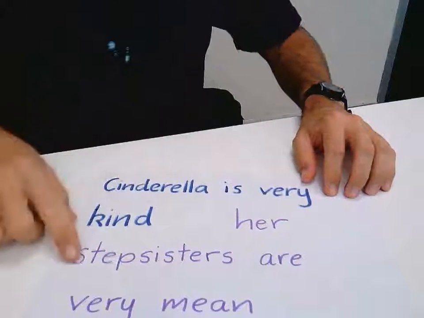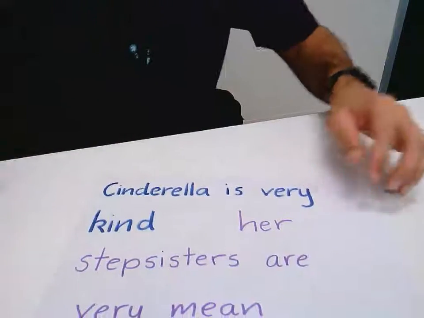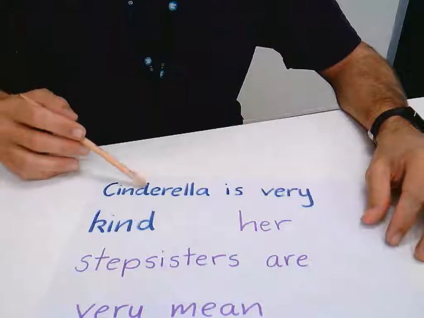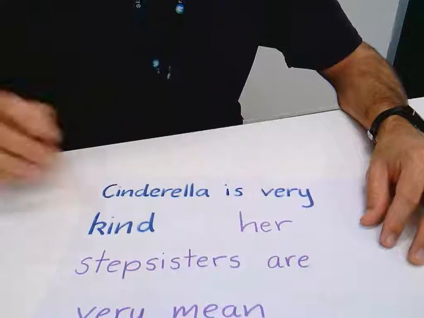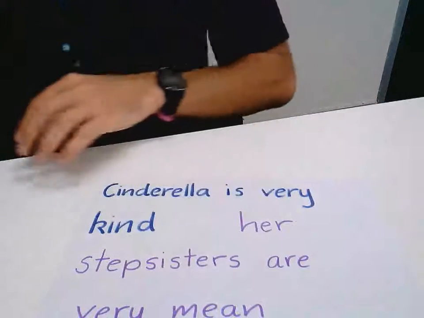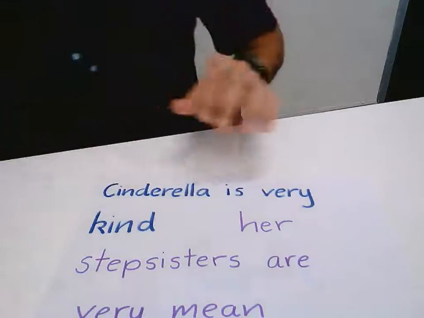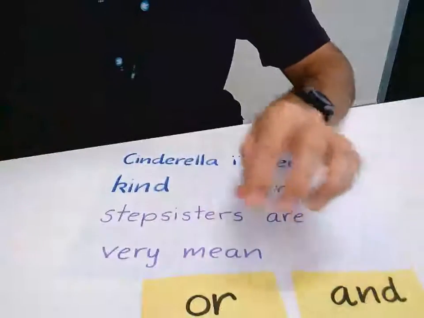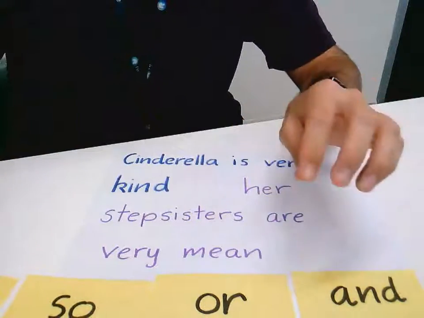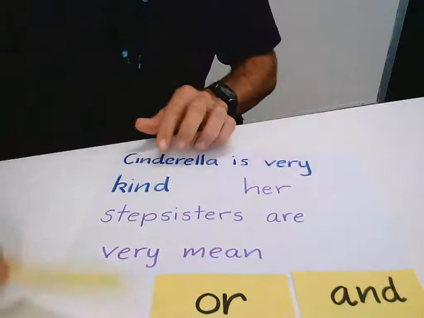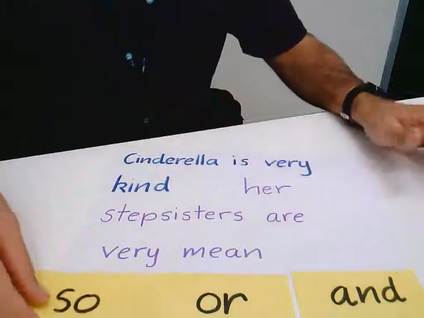Then I'm going to ask your learning buddy to write out separate ideas and they can color code them if they would like. For example, here are my 2 ideas. Cinderella is very kind. Her stepsisters are very mean. Then I'm going to ask your learning buddy to lay out our conjunctions and we're going to try and choose the most appropriate one. Cinderella is very kind, so her stepsisters are very mean.